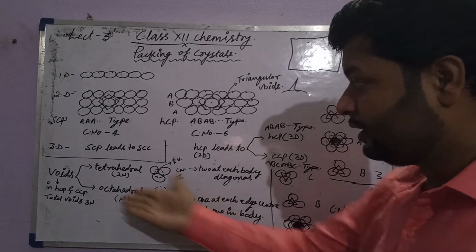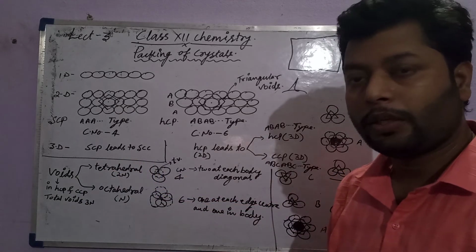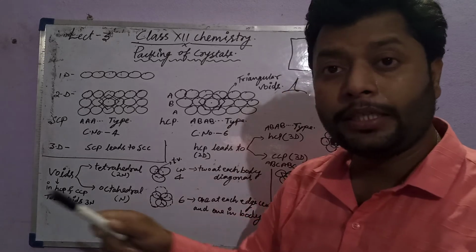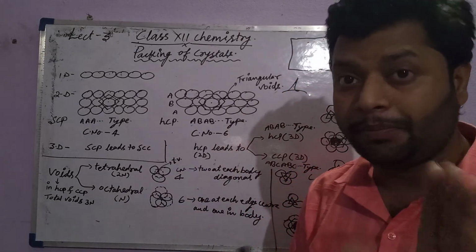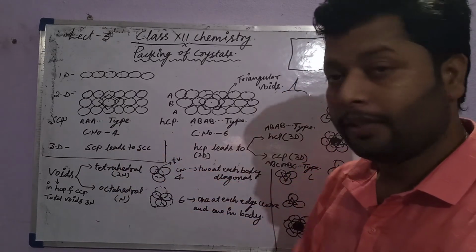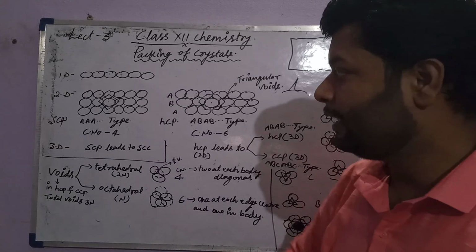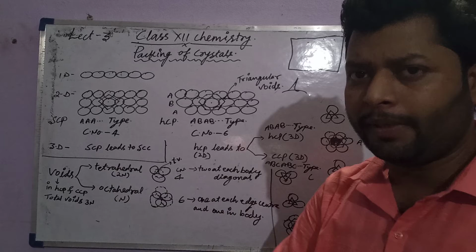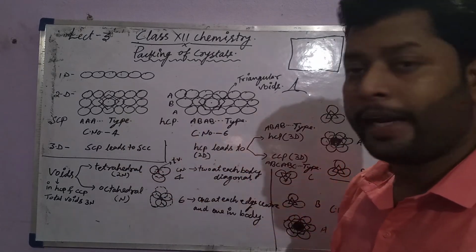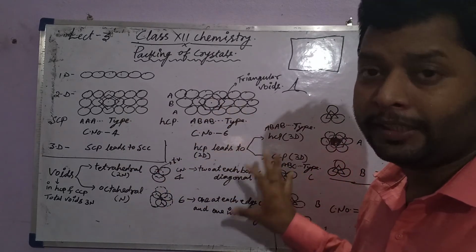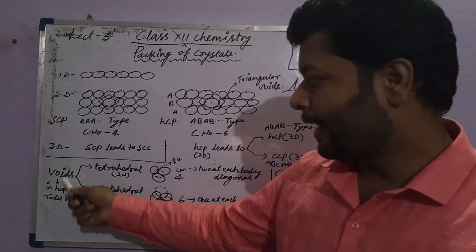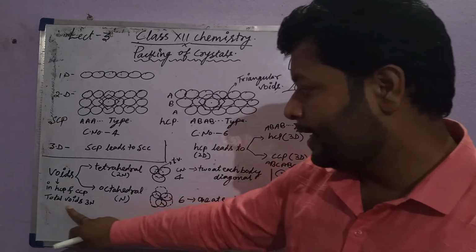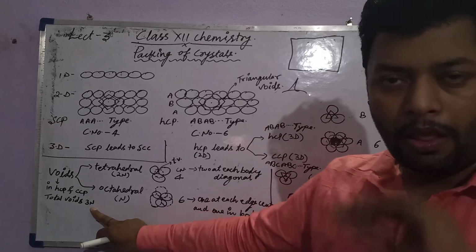And now see the voids. Class, voids in SCP and CCP. We are dealing with the voids in SCP and CCP only, because the other void is a different void which is not in your syllabus. So we have to learn the voids in SCP and CCP only.